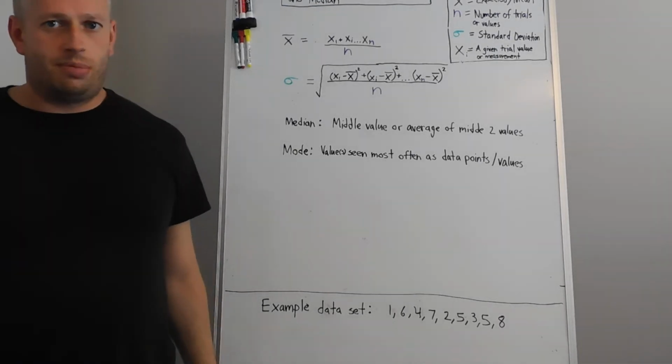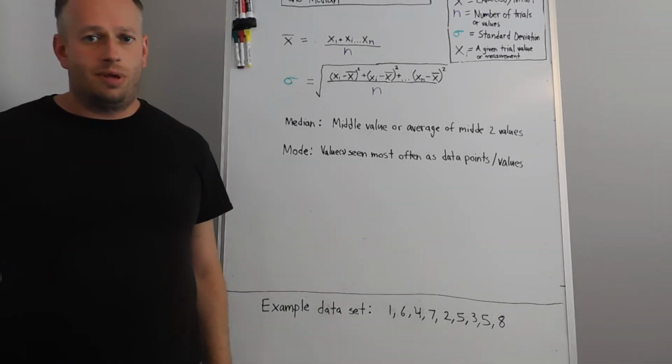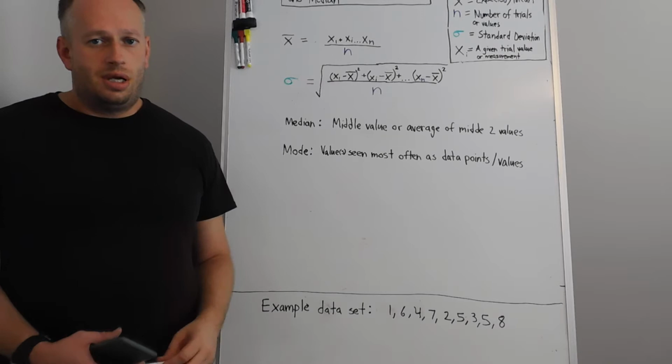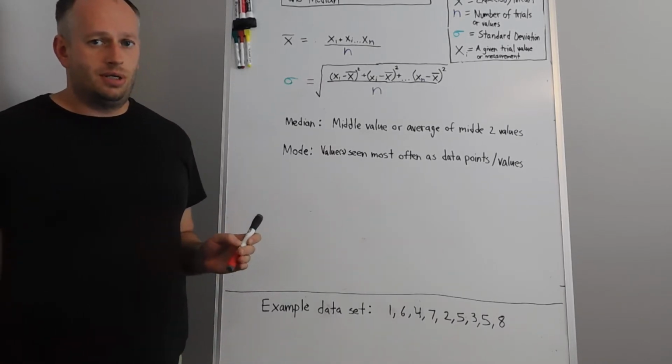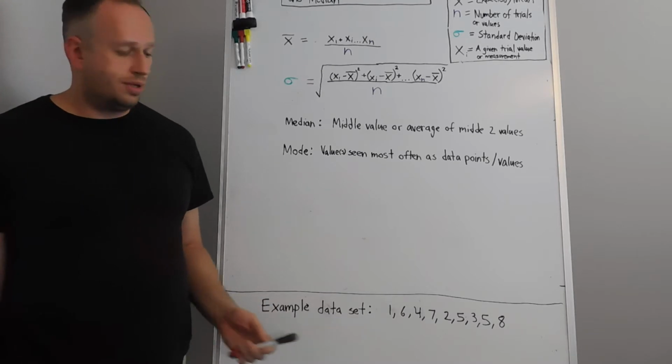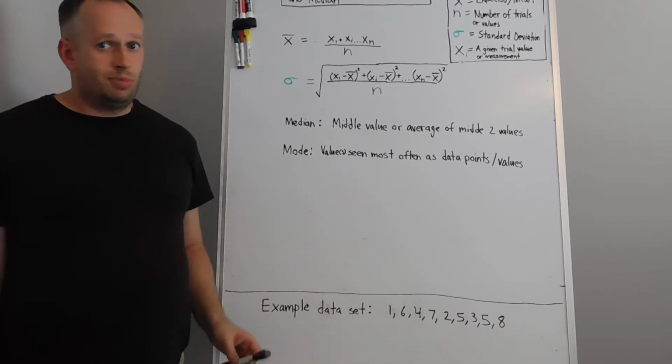Hi, I'm going to talk about the average, standard deviation, mode, and median today in statistics, and explain how they're derived or what they mean. And we'll do one example here with some numbers I just randomly picked.